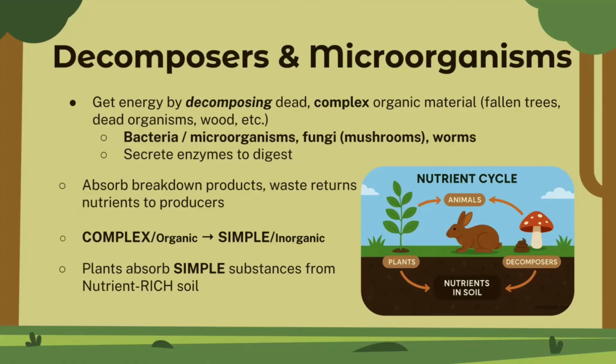Now, this is kind of the reverse of photosynthesis. It takes something very complex like organic material and turns it into more simple inorganic elements such as phosphorus, potassium, magnesium, or nitrates. And plants are actually able to absorb these simple substances from nutrient-rich soil. So that's why people say that mushrooms are good for the environment, worms are good for the environment, because they can provide those nutrients to the soil instead of having it lay there being complex material that plants can't readily absorb.